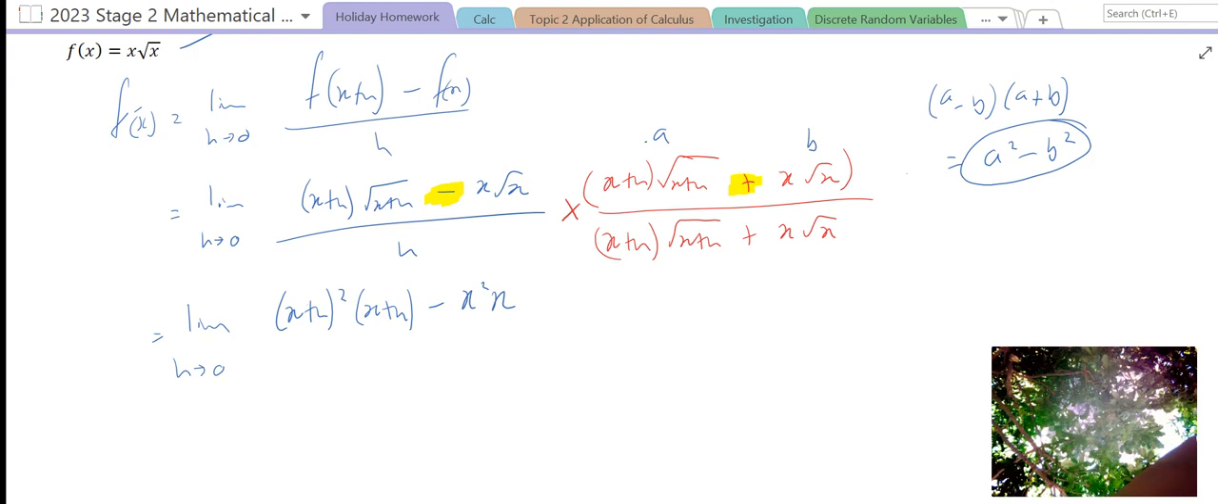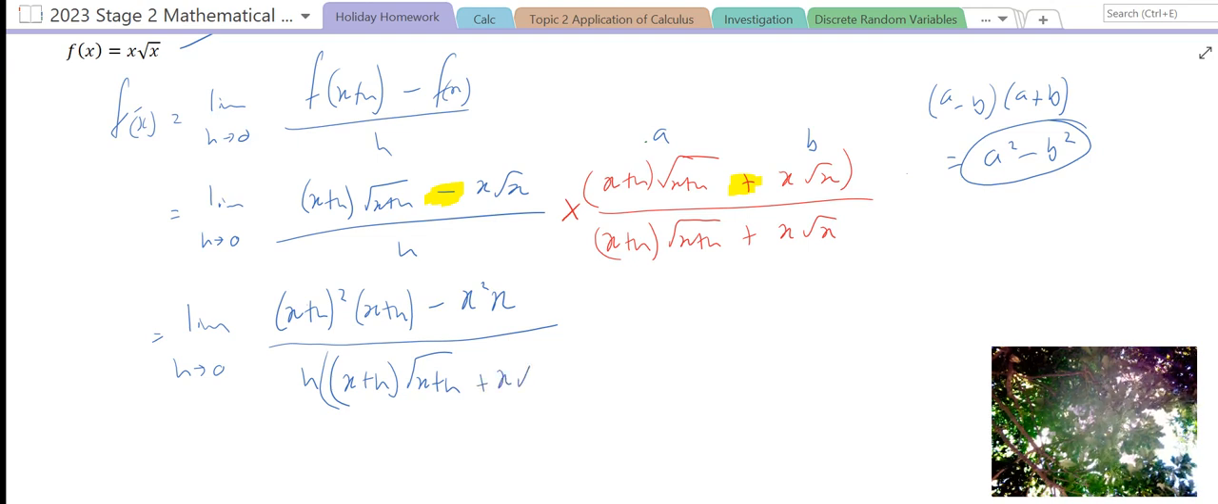All right, on the bottom, h bracket x plus h root x plus h plus x root x. On the bottom, I'm not going to distribute that h in. The reason I'm not going to distribute it in is because I want a factor of h to cancel out. So actually, the h hanging there is just fine. Like, that is sweet. We can leave it there, no worries.